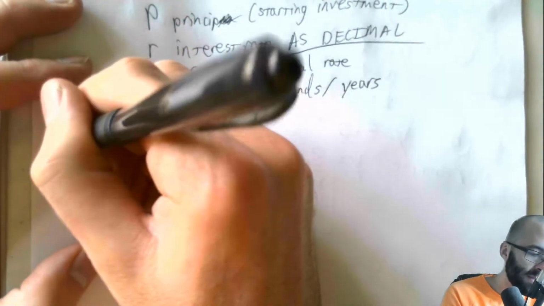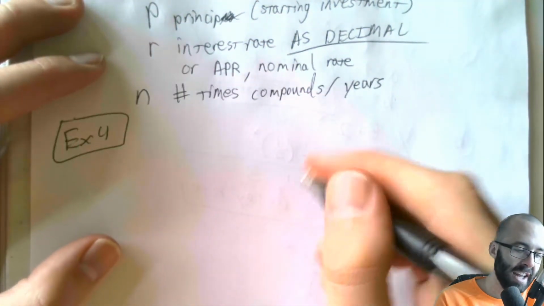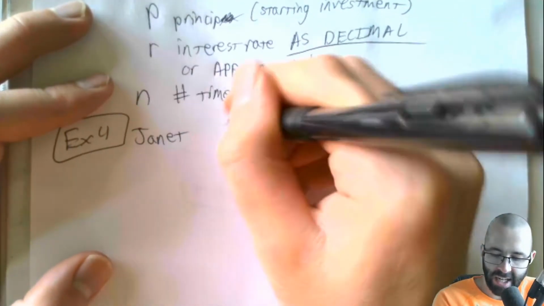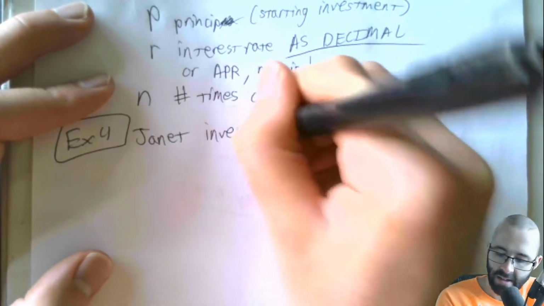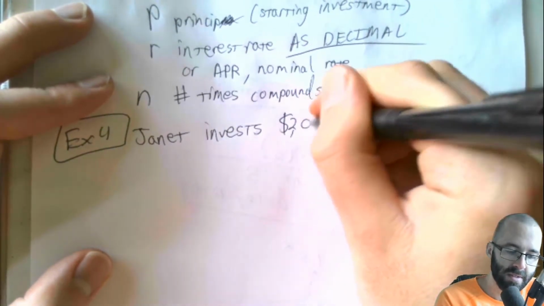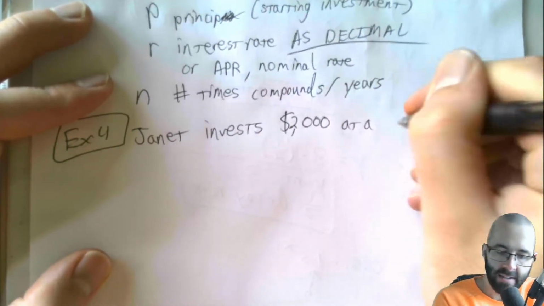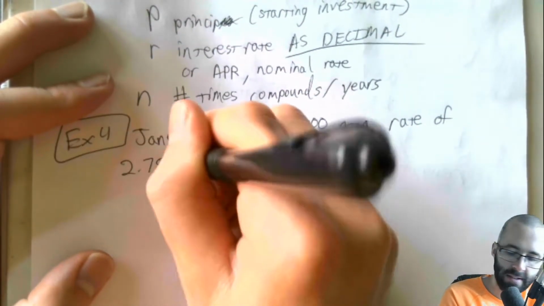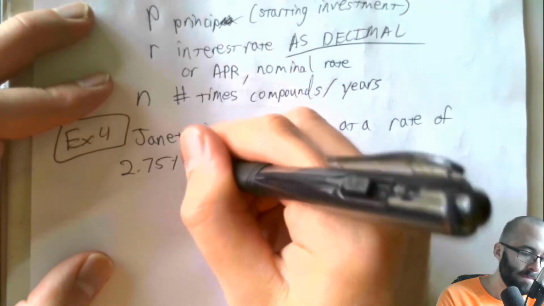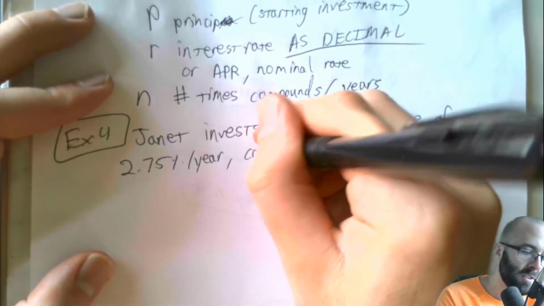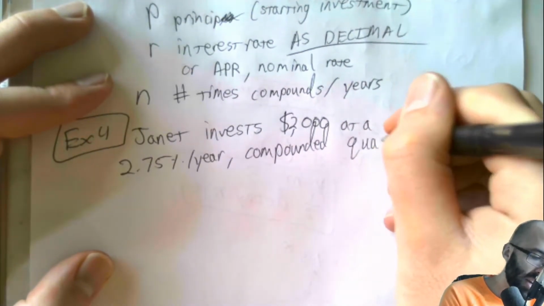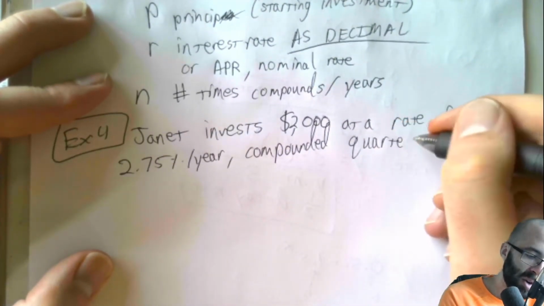All right, so let's use this. Example 4, we're going to follow up with Janet. Anyway, Janet's investing $2,000 at an interest rate of 2.75% per year, compounded quarterly. And we're going to have some questions about this.